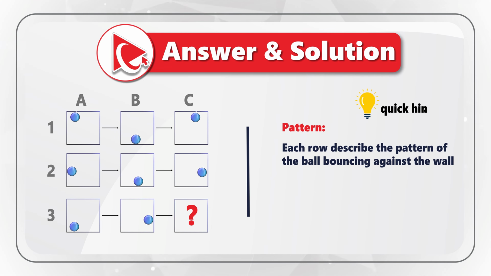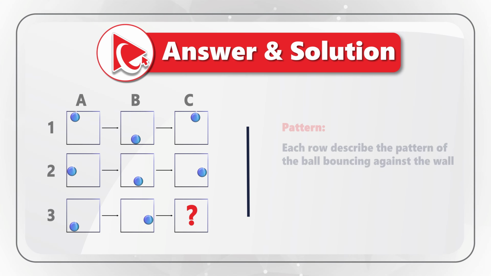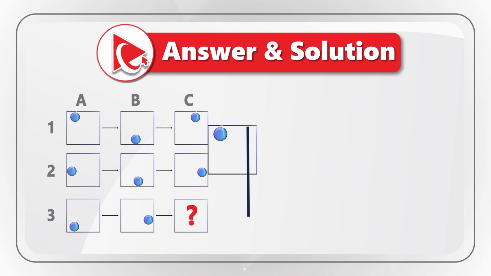As you might have guessed, each row describes the pattern of ball bouncing against the wall. Let's start by looking at the object A1. This is where the ball in the upper left corner, and it moves downwards toward the middle of the bottom section. And this is where exactly we see the ball in the object B1. After that, ball bounces and moves upward, and this is how we see it in C1.